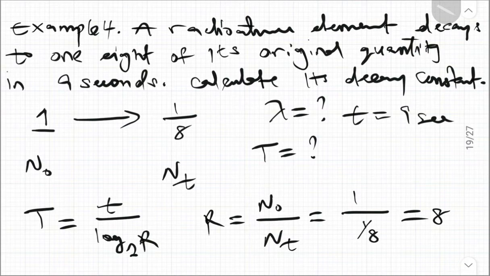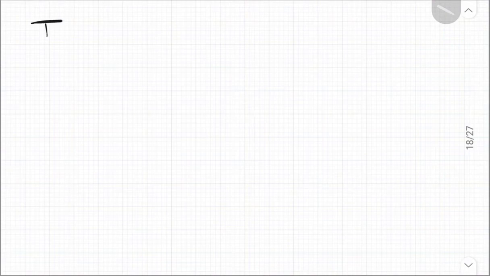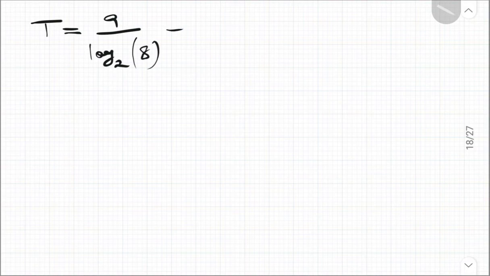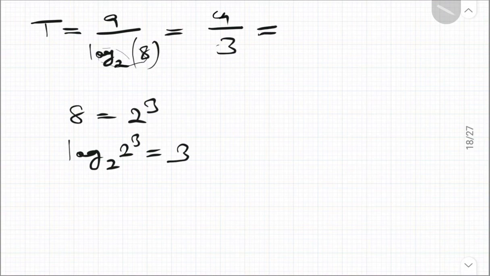So capital T is equal to, what is small t? Small t is 9 in the question. So we have logarithm to base 2 of r. What is r? r is actually 8. And if you notice, 8 is 2 to the third power. So if you find the logarithm of that, that is just 3. So we have 9 over 3, which is 3 seconds.